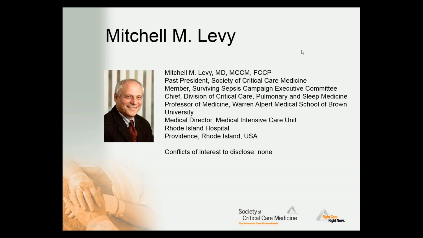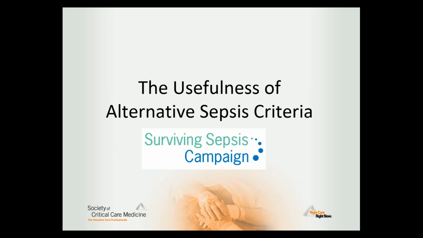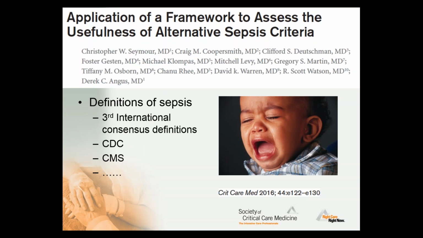Thanks, Cliff, and I appreciate being here. What I'd like to do in the last maybe 10 or 15 minutes is talk about alternative sepsis criteria. Much of what I'm going to talk about is from this manuscript that we published in Critical Care Medicine at the same time as the manuscripts that Cliff just reviewed came out in JAMA.